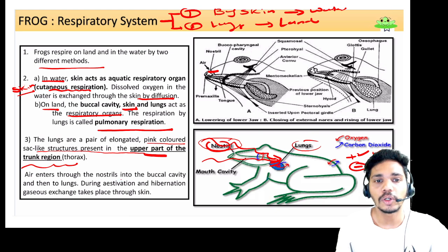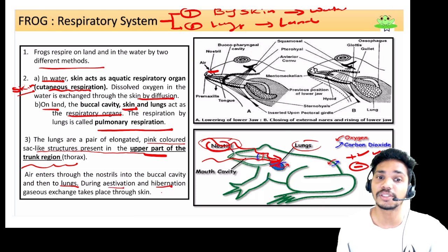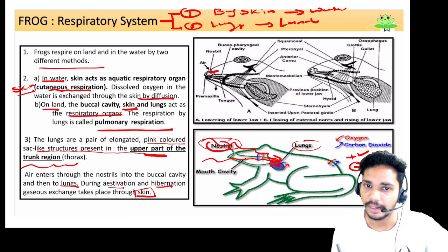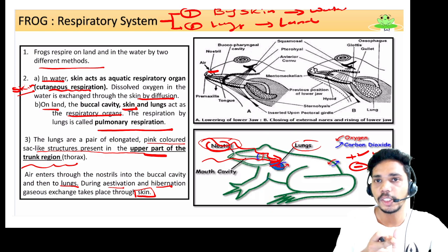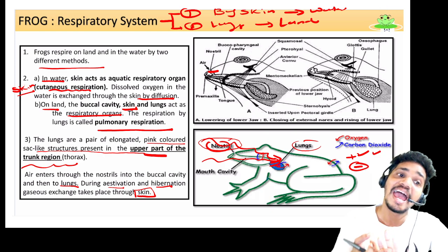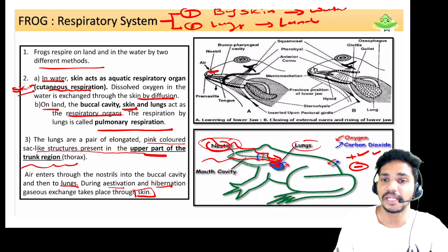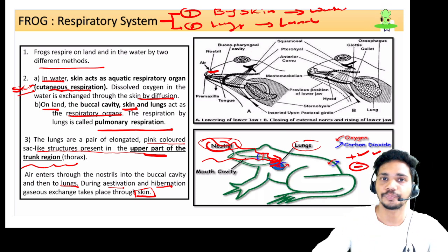Air enters through the nostril into the buccal cavity and then to the lungs. During estivation and hibernation, what is estivation? Summer sleep. Hibernation is a winter sleep. Gas exchange takes place through the skin, तो moist place में उनको रहना पड़ेगा, right? This point is very much clear to you. So this is the respiratory system: by skin, cutaneous, by lungs, pulmonary, and the pressure inside the lung is positive.